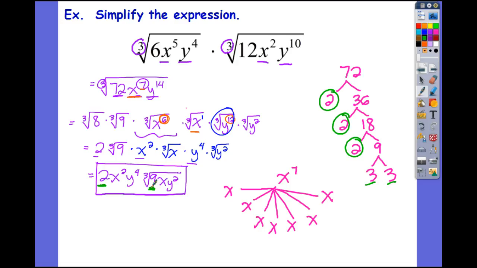And if you're thinking about the x to the 7th, you'd be looking for groups of 3 also. So this would be 1 x would go out front. For this group of 3, another x would go out front. So there should be 2 x terms out front. And then there'd be 1 left over under the radical. And you could do the same thing for your y terms.